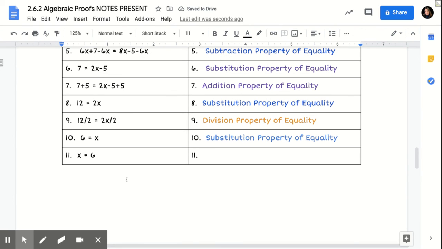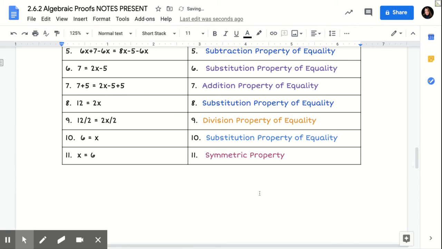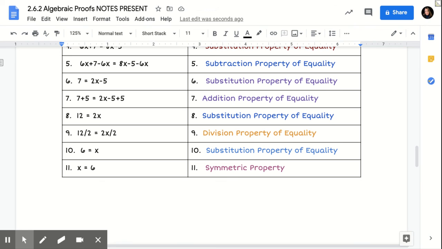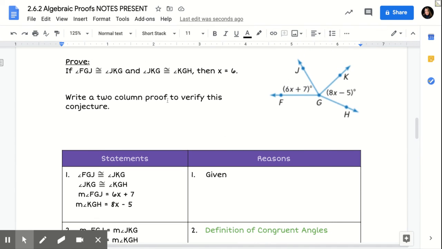And then the last one there, x equals 6. The previous step said 6 equals x. So if this is x equals 6, that would be the symmetric property. And x equals 6 is what we were supposed to prove. That was in the original statement. If this, then that.